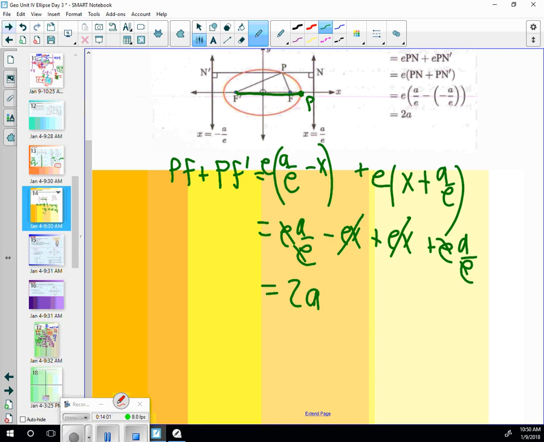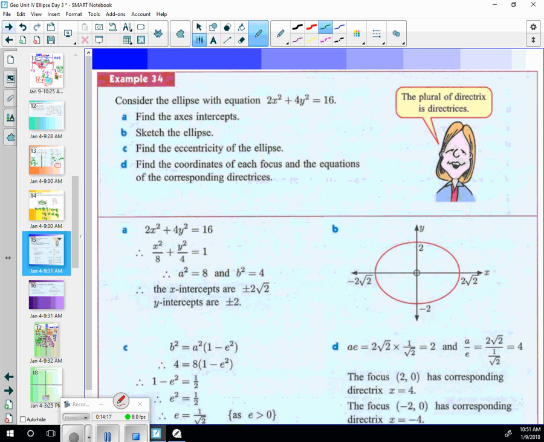So the length of the major axis is the same as the sum of the distances from the focal points to any point on there. In other words, you can draw this with string. PF plus PF prime is 2a.